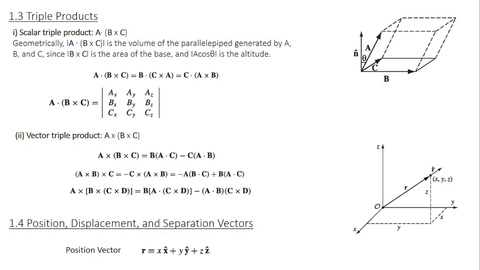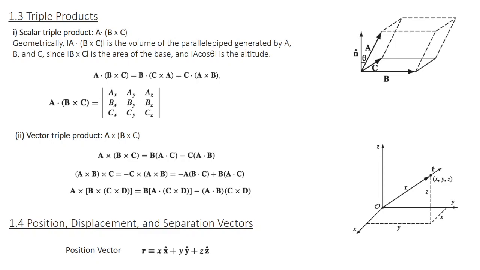Now let's define the vector triple product a cross b cross c. This is equal to b into a dot c minus c into a dot b. Since vector products are not commutative, a cross b cross c is equal to minus c cross a cross b. If you follow this definition, this is equal to minus a into b dot c plus b into a dot c.